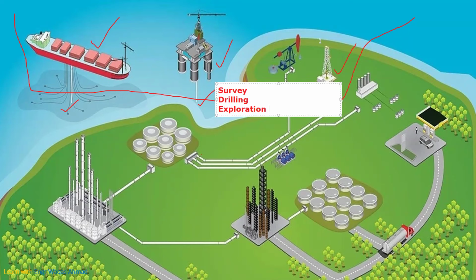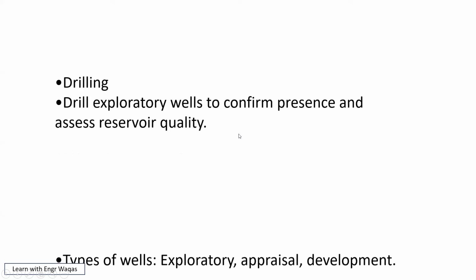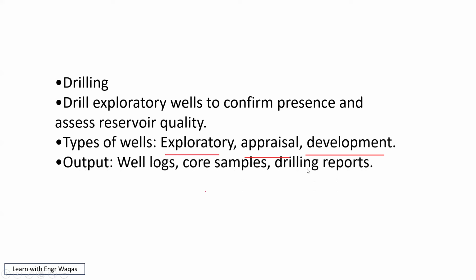Okay, so that's what upstream industry is for. So next is drilling: drill exploratory wells to confirm presence and assess reservoir quality. When you go into the details of oil and gas, there are different kinds of wells: exploratory, appraisal, development, workover. And this is actually drilling. The major purpose is to recover the hydrocarbons from the reservoir. So output: well logs, core samples, drilling reports.